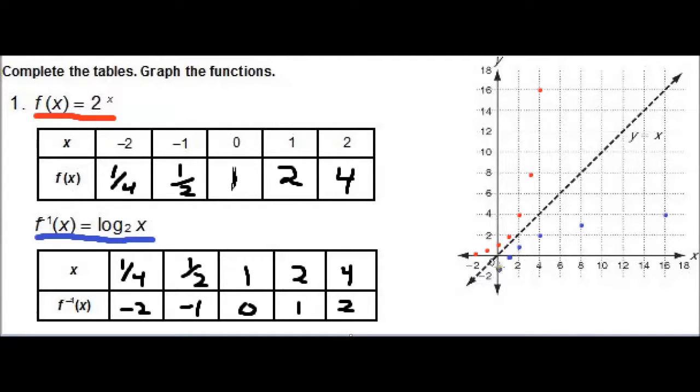Doing the same thing back in this direction should curve this way. So -1 was 1/2, so we're going to go out 1/2 and go down to -1. And -2 was 1/4, so we're going to go out 1/4 and go down to -2.